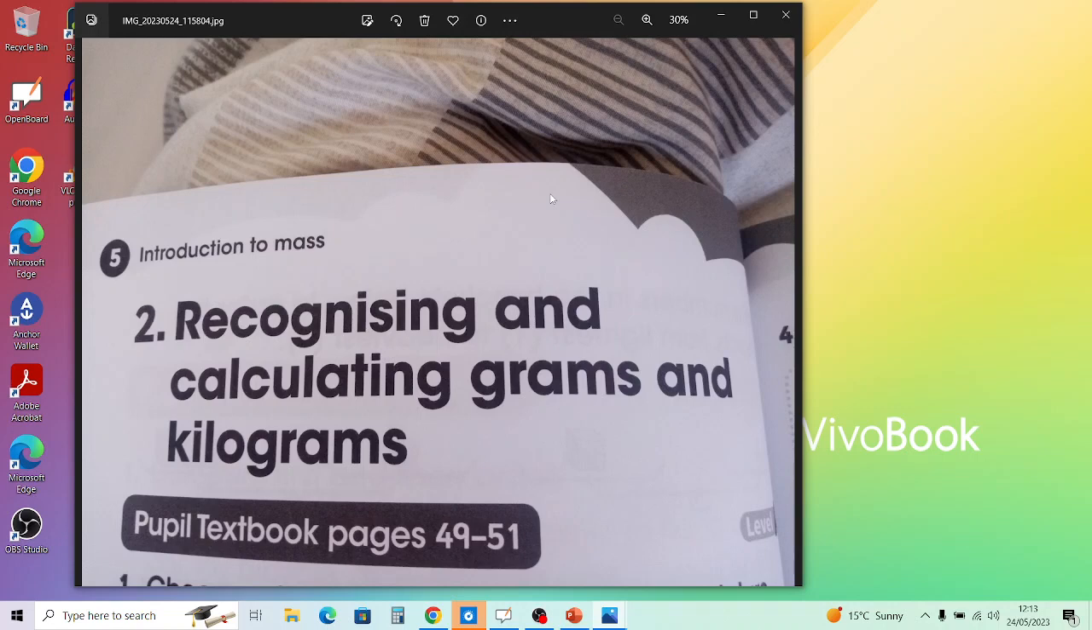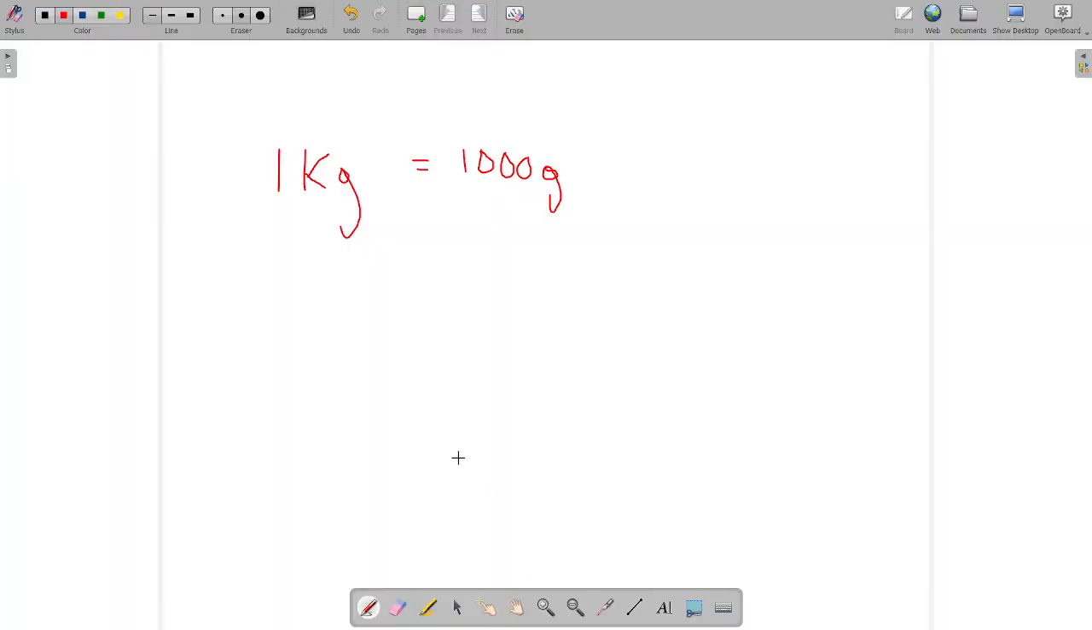2 kilograms is equal to, well, 1 kilogram is 1,000, so it's 1,000 times 2, so that'll be 2,000. And 5,000 grams equals how many kilograms? So I'm not sure if this has been covered before, so let's cover it quickly.